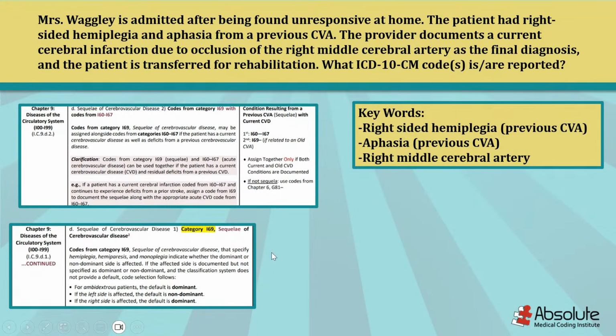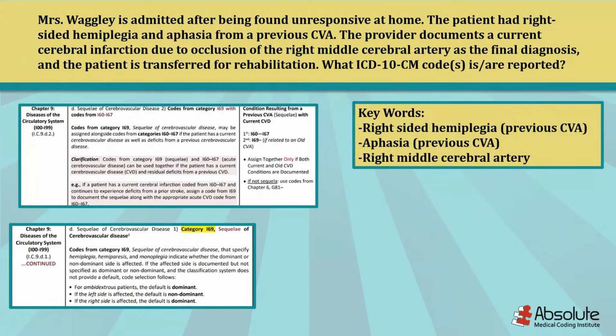So these are going to be the two guidelines, the ICD-9 D1 and the ICD-9 D2. I'm focusing on the D2 right now, just because right off the bat, they're talking about the previous CVA. So we obviously want to code what they're coming in for. What they're getting treated right now is the occlusion of the right middle cerebral artery, and so that's what we're going to focus on first.